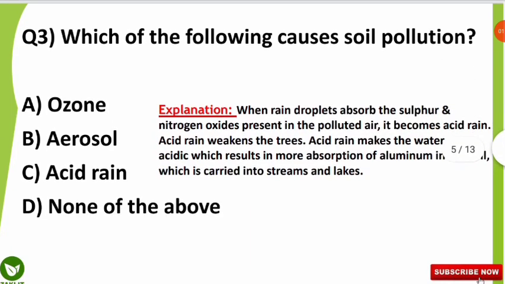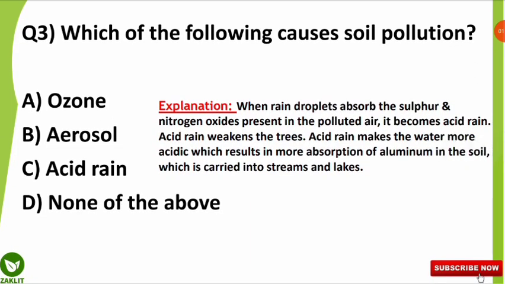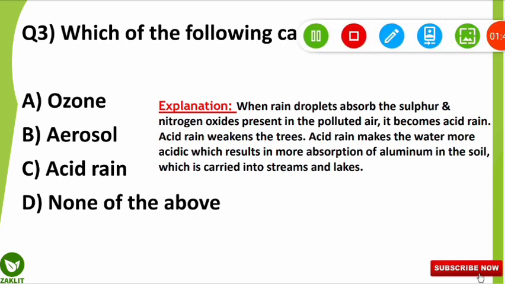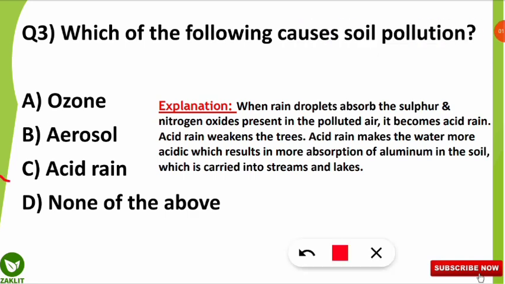The third question was, which of the following causes soil pollution? And the options were ozone, aerosol, acid rain, or none of the above. So here the correct option will be option number C, acid rain. Yes, how acid rain causes soil pollution we'll know in this explanation, that when the rain droplets absorb the sulfur and the nitrogen dioxides present in the polluted air, it becomes acid rain.